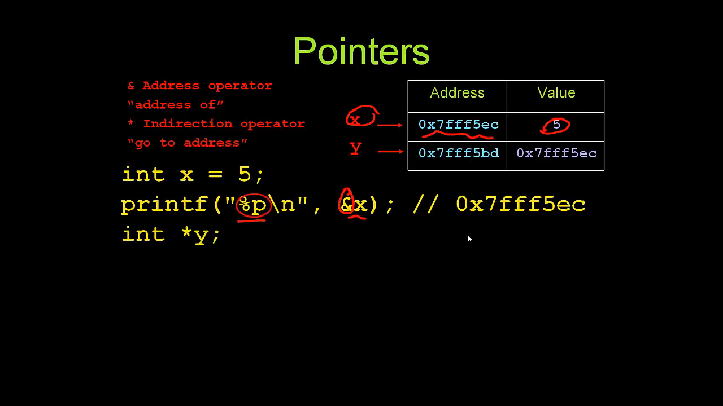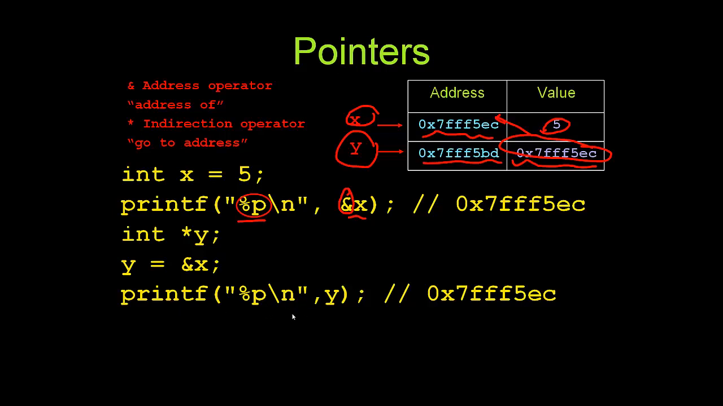Now, suppose you do int star y. What this means is that y is a pointer. What y stores is not so much a variable, but a memory address to an int variable. Then you can do y equals ampersand x. It means y now holds the memory address of x. And now if you do printf percent p y, you will get the same address because it's storing the memory address of x.